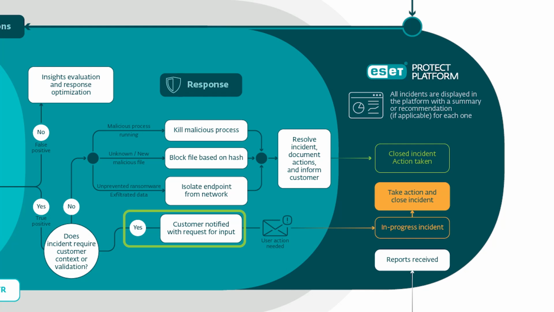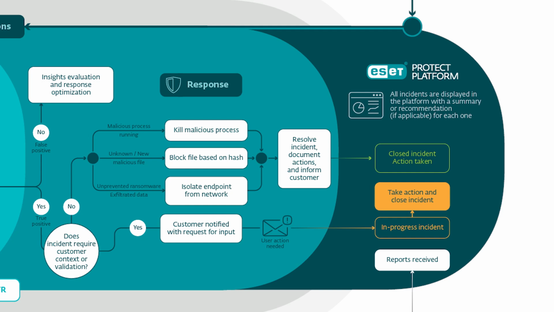Sometimes the incident requires action to be taken by the customer. This can happen if we don't have enough context, need validation, or if the affected parts of the network are defined by the customer as critical and not to be automatically blocked. In these cases, we notify the customer via agreed channels and provide clear instructions and recommendations to work with and close the incident, stopping the threat.